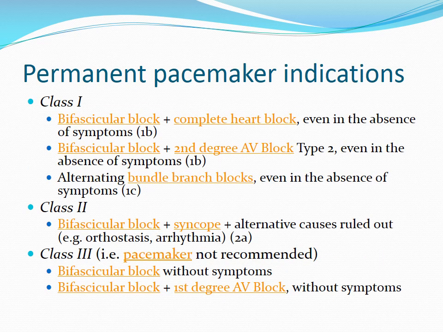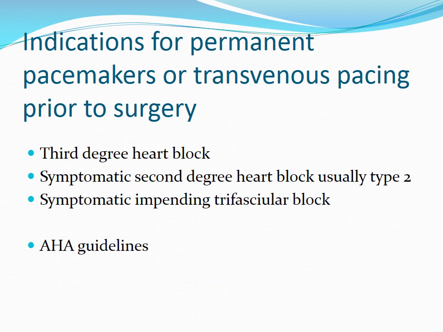In this patient, a permanent pacemaker is probably indicated as the patient has unexplained syncope, so is symptomatic. I will refer to cardiology for this. Pacemakers are only indicated in impending trifascicular block if there is associated syncope or if there is second-degree AV block type 2 or higher. Asymptomatic bifascicular block plus first-degree AV block is not an indication. These are the indications to remember to consider inserting a permanent pacemaker or prophylactic transvenous pacing prior to surgery: third-degree heart block, symptomatic second-degree heart block, usually type 2, and symptomatic impending trifascicular block. This always needs to be weighed on the urgency of the procedure.